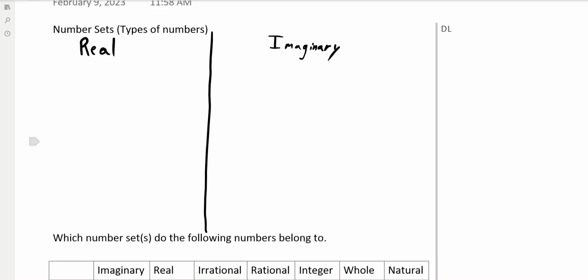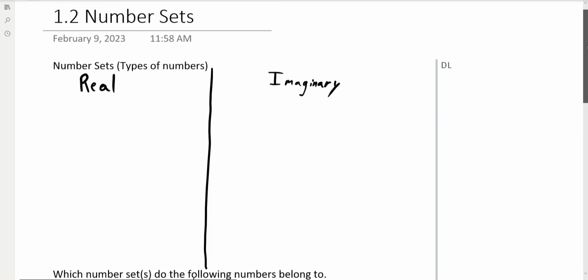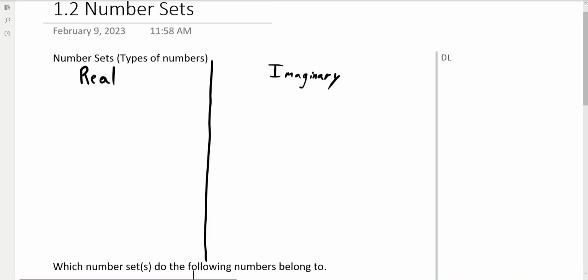Okay? Actually, this is scrolled down just slightly too far. There you go. Much better.